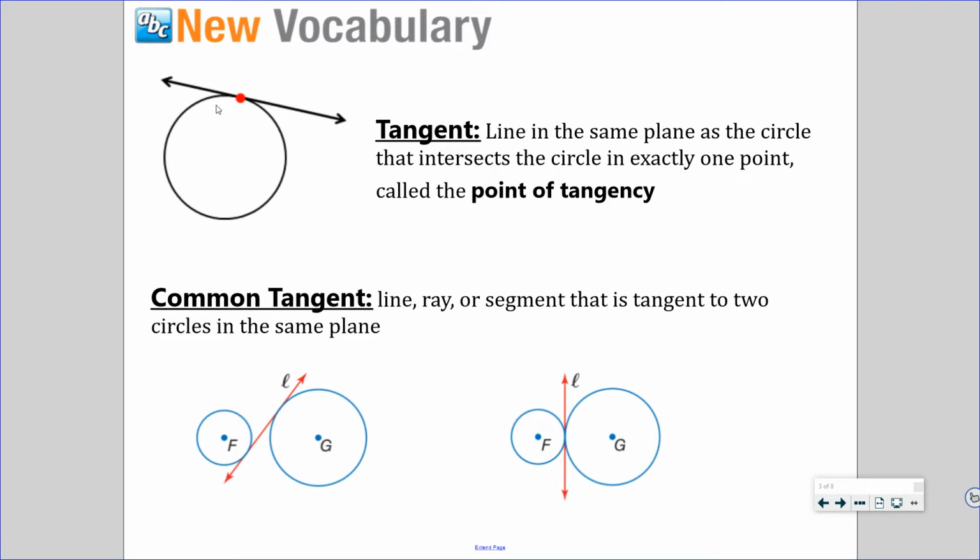But if I have something like so, and picture taking a line and just kind of kissing the top of the circle here, where it just intersects at one point, we call that point the point of tangency. And we call the line the actual tangent line. Or we say that line is tangent to the circle. So intersects at exactly one point is what tangent means.